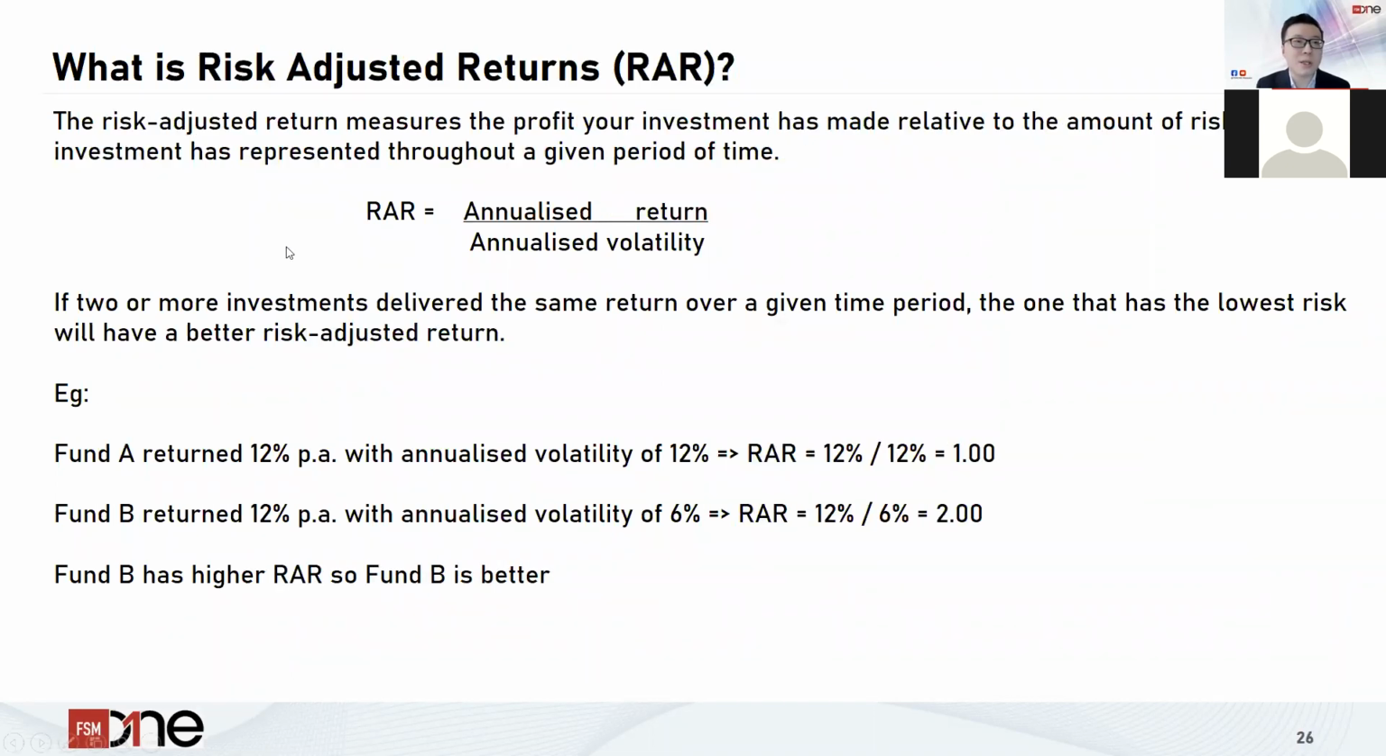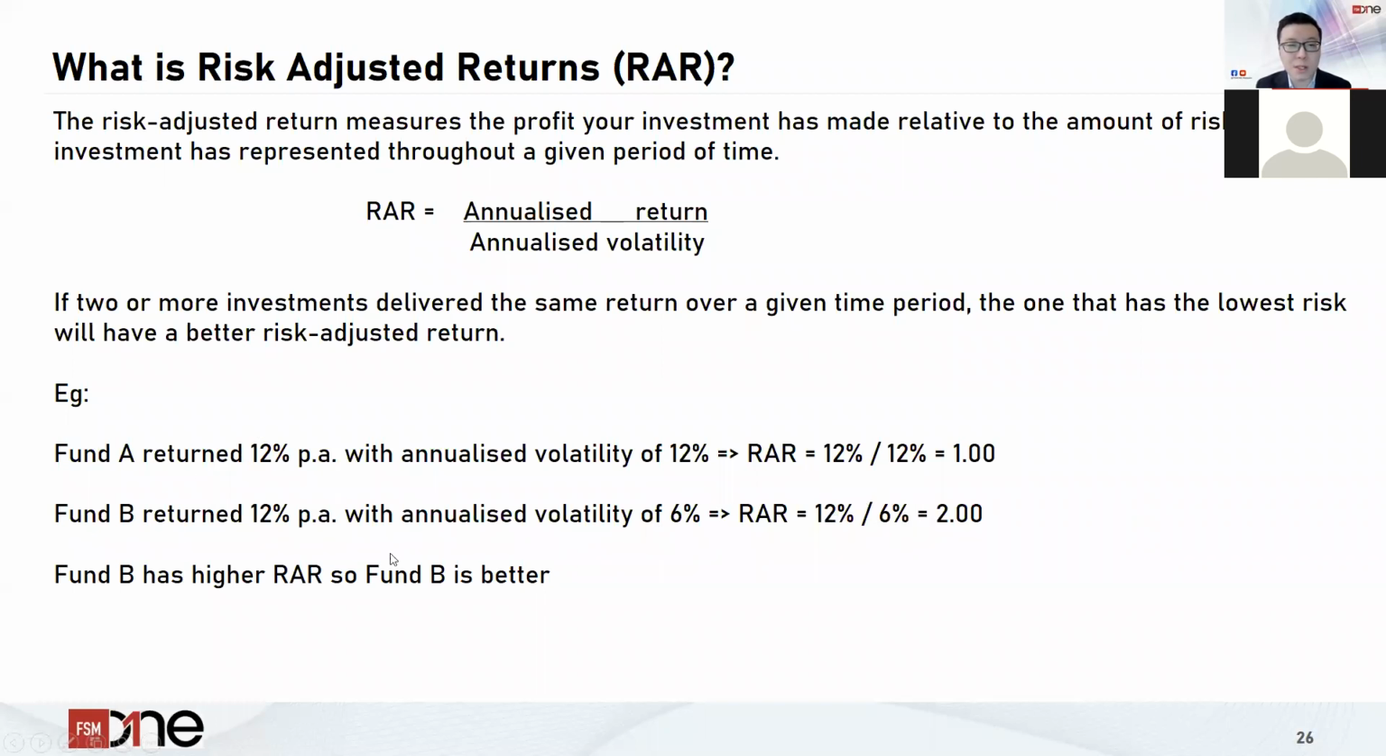move on. The next jargon that I'll go through is risk-adjusted return, which is a measure to see how much return your investment gets per unit of risk. So, for example, Fund A returns 12% with a vol of 12%. So risk-adjusted return is 12% divided by 12% equals 1. If Fund B returns 12% with an annualized vol of 6%, you do the same formula: annualized return divided by annualized vol equals 2.